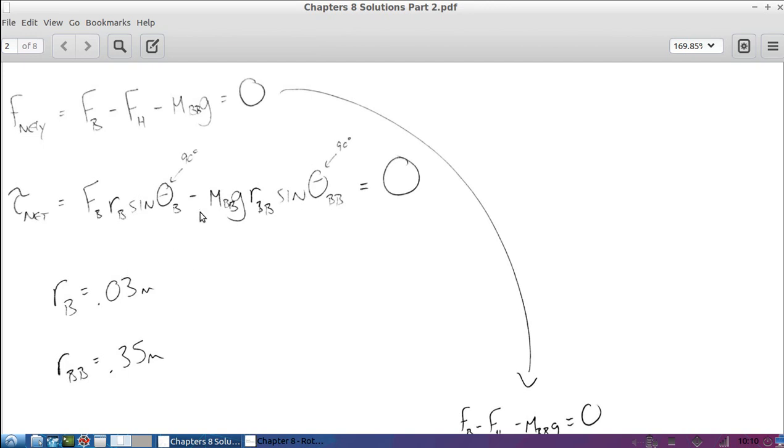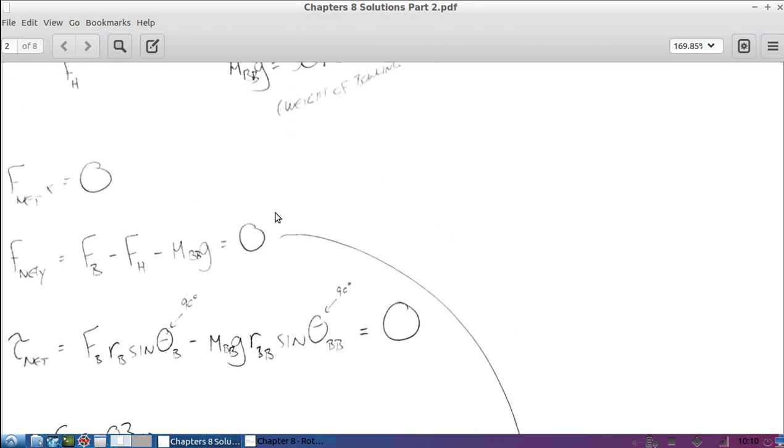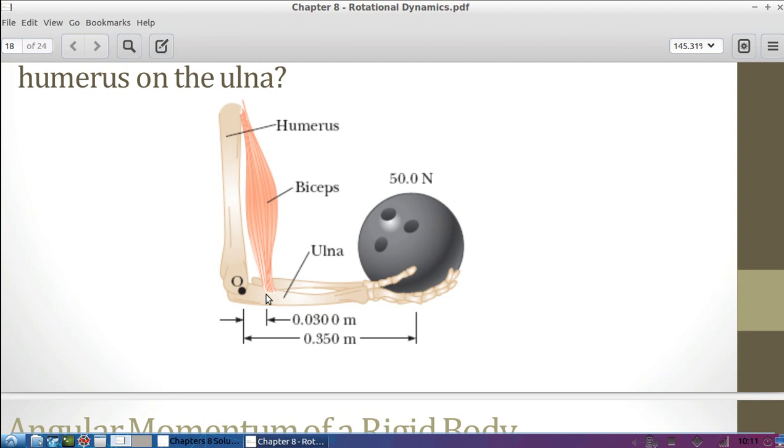What are the values for our radius vectors? So we need r sub b for the bicep muscle and r sub bb for the bowling ball. So I'll go back to this diagram. The biceps force is being applied 0.03 meters. See these two arrows? This is kind of like a mechanical drawing or a drafting notation here. These two arrows are telling me that this width right here is 0.03 meters. All right. So that's the radius vector for the biceps.